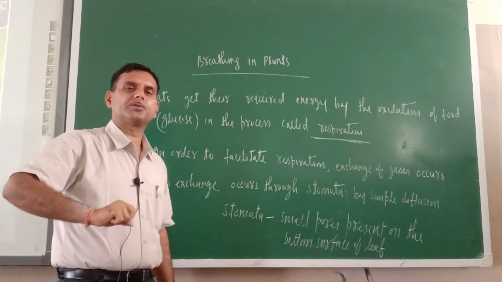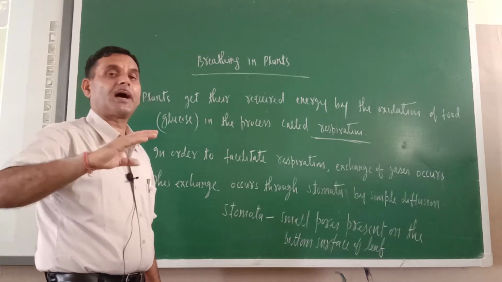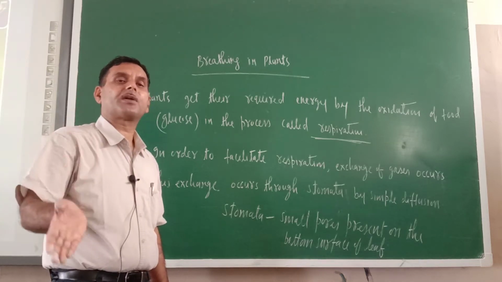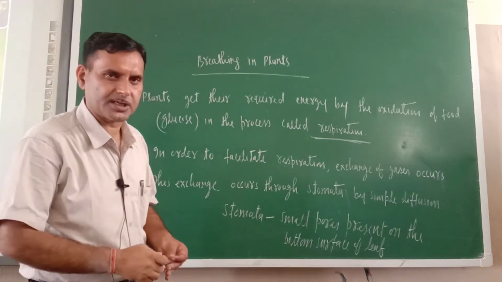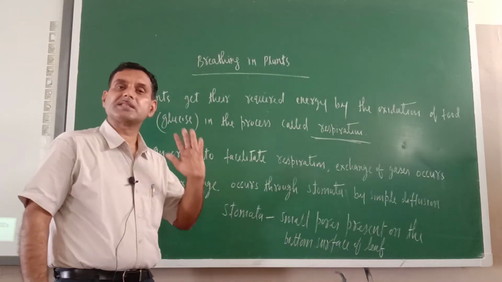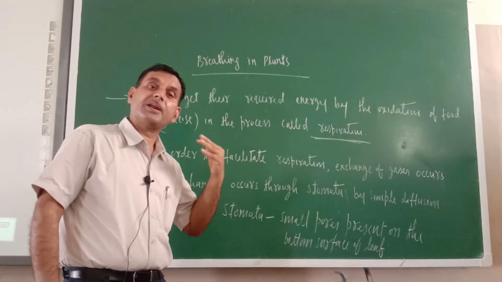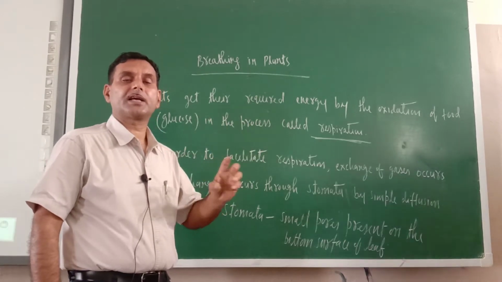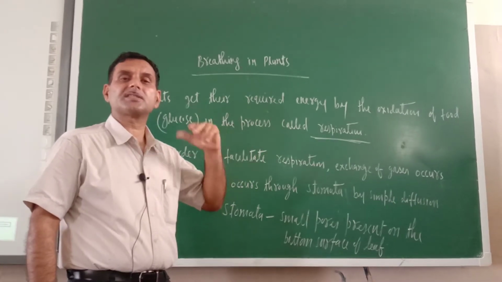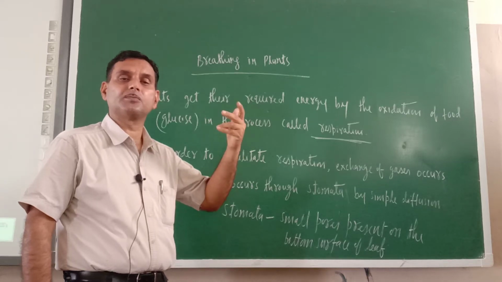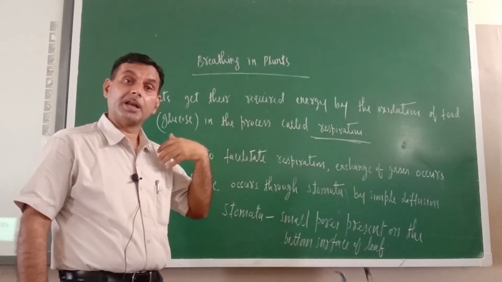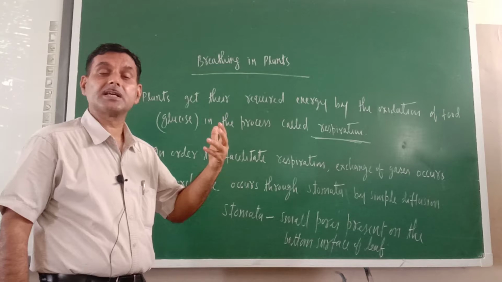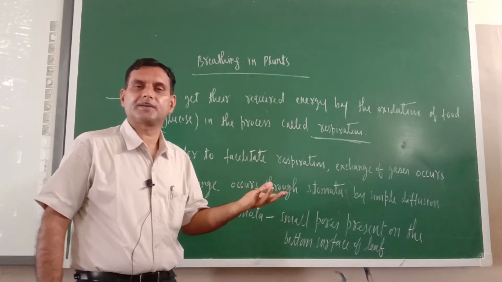What is the meaning of diffusion? Diffusion is the migration of gas particles from higher concentration to lower concentration. So when plants respire, meaning they break down their food, which gas will evolve? Carbon dioxide gas. So inside the plant, the concentration of carbon dioxide gas is more, as it was more in our blood vessels after cellular respiration.